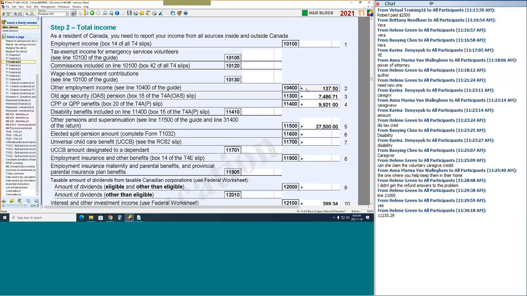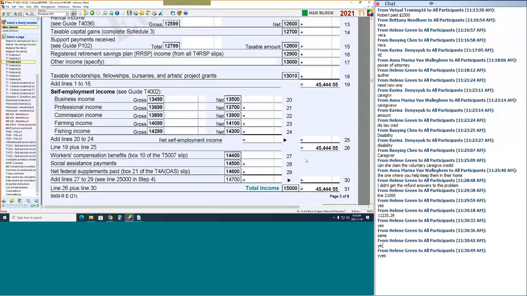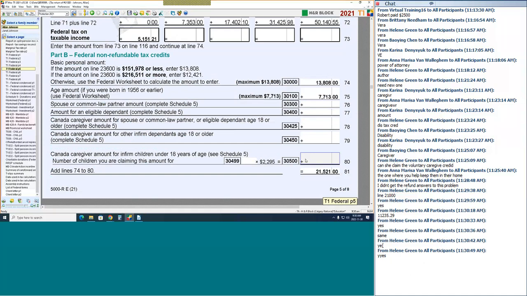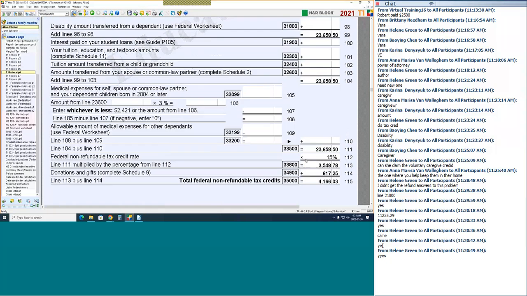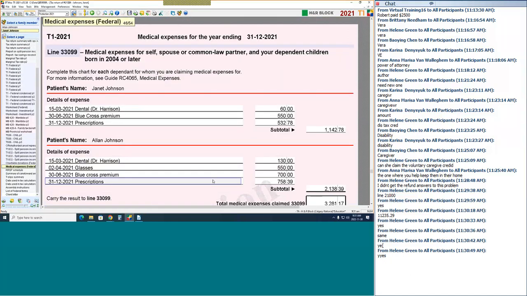Do you have a figure on line 10400? Yes, you do. Same number? Good. And then we have OAS and CPP. Pensions, 27.5. Okay. Interest, 399.34. Okay. So then we're going to be looking at deductions next. Then we're going to be looking at medical expenses, which I think are on hers and mine. But if we go down to hers and we look at medical expenses, let's make sure we have all of them.